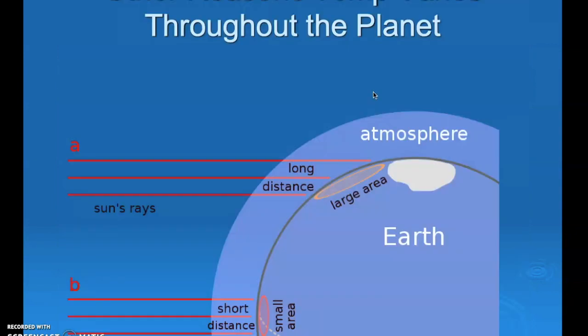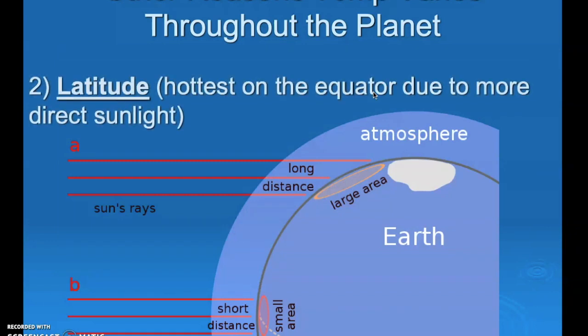All right, other factors why the temperature varies throughout the planet. The second factor is latitude. And because of latitude, it's going to be hottest on the equator, and that's due to more direct sunlight. So the further you move away from the equator, the further north or the further south you go from the equator, the cooler the temperature is going to be.